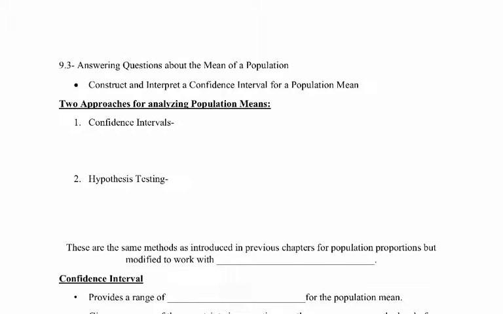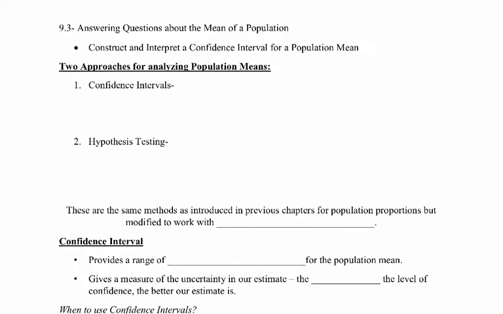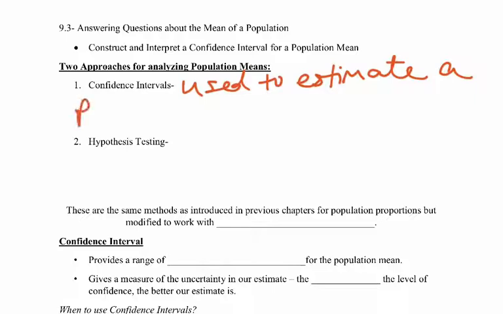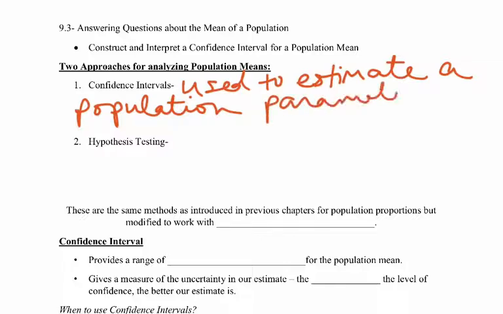So let's take a look at our final section, which is section 9.3, and we're going to continue our discussion about confidence intervals and hypothesis testing that we started in the last section, but now we're talking about, remember, the mean for a population. So just a quick refresher, confidence intervals, remember, are used to estimate a parameter. So estimate a population parameter. So in this case, we're going to use them to estimate the population mean. That's going to be our parameter based on some sample that we're working with.